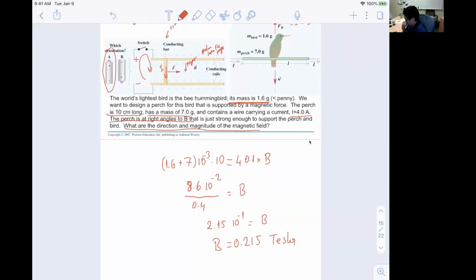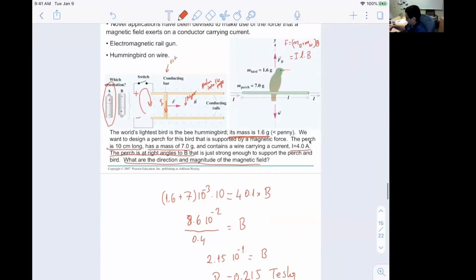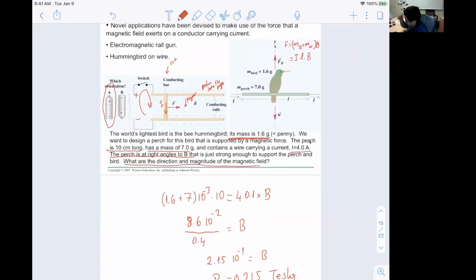So in terms of direction, let's find, if the current goes this way, the magnetic force should be up. So you put the finger along the current, and the force is going to be up. So the palm should show the magnetic field, and the magnetic field is going to be into the page. Into the page. So this is the I. Right.